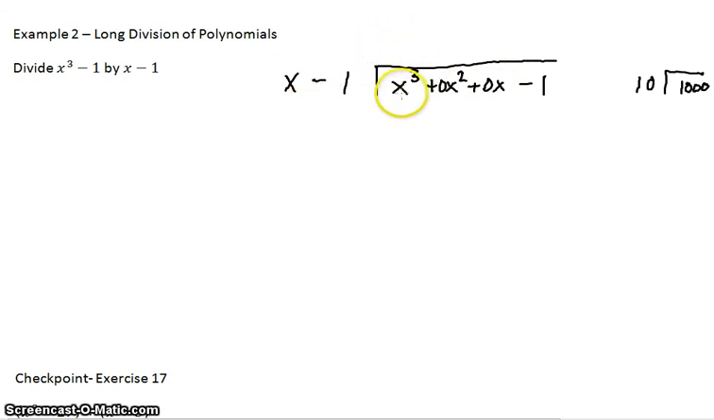So I'm going to divide the lead term by this lead term, and I get x squared. I'm going to take this x squared and multiply it by these two things. I get x cubed minus x squared.